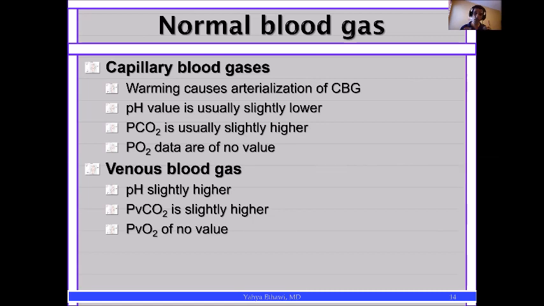However, even with that, when you do a CBG, the pH of the CBG is slightly lower than the pH of the arterial blood gas, and the PCO2 is slightly higher. And you'll never comment on O2 in a CBG. Although the machine will give you that number, you should not use it.